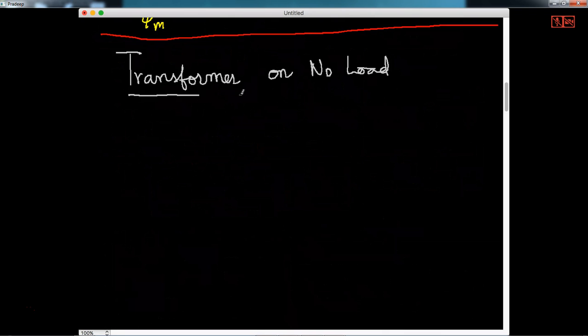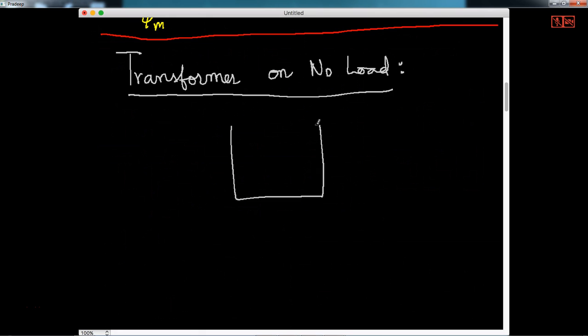So what happens when you are having a transformer on no load? So the transformer on no load is basically, you can see, I draw the diagram. So this is the core of the transformer. Then this is the primary winding. This is the secondary winding.